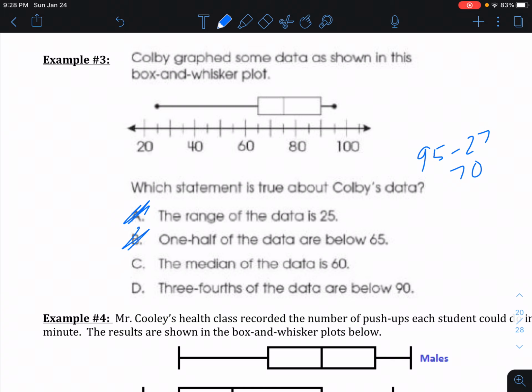So B's no good. Letter C, the median of the data is 60. No, absolutely not. 60 is right here. No. The median of this data is always here, the middle of the box. The median is actually 75. So C is garbage. And D, 3/4 of the data are below 90. That would be true. 90 is right here, and we have 3 parts below it. We got a box, a whisker, so 3/4. Three parts out of the 4. So letter D.